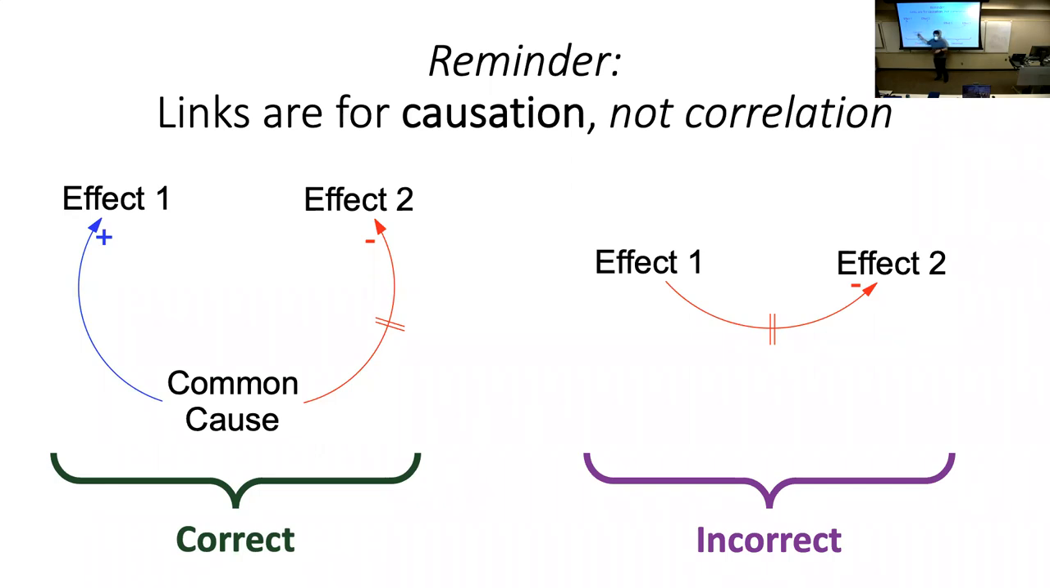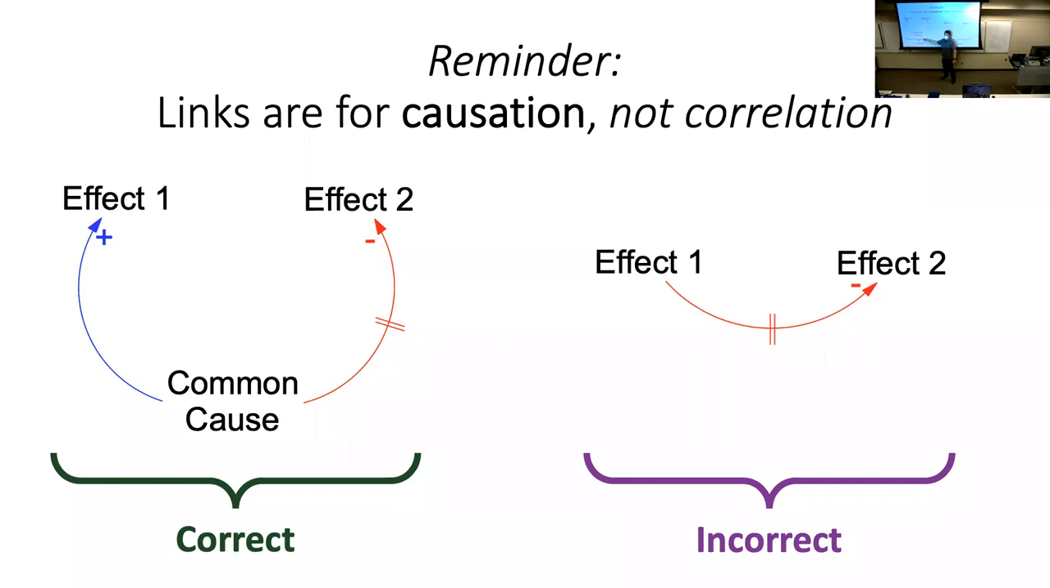This was the sunlight example. If it gets hot outside, then there may be a common movement in sunburn and ice cream consumption. But sunburn and ice cream consumption do not have a causal link between them. Just because they're correlated doesn't mean it's enough for us to draw a link. Whenever sunburn goes up, ice cream consumption may always seem to track it, but the only reason they track each other is because of that common cause.